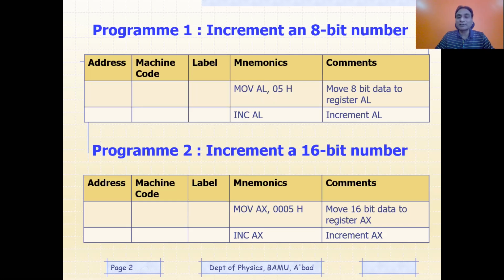Okay, so this is a very simple program. MOV AL, 05 means move 05. You can see the comment: move 8-bit data 05H into register AL, and then increment AL. INC AL means increment AL. This is the purpose of this program.